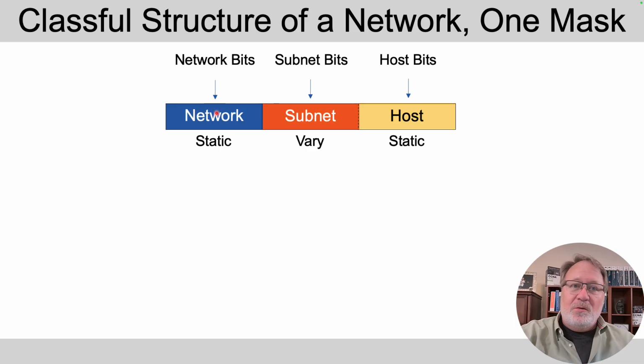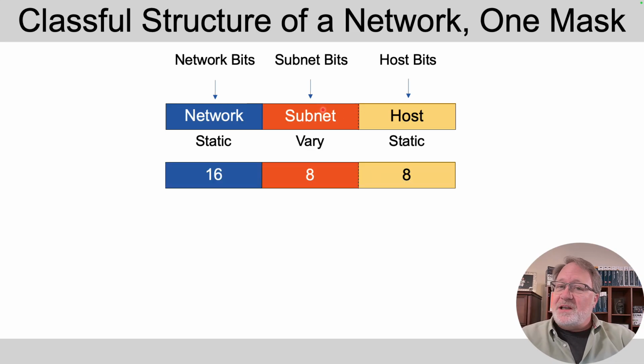The network part remains the same. That is, all the subnets of a network have the same value in the network octets. All right, that shouldn't be a surprise, but there you go. In the host part, that stays the same as well. So that's static, that's static. The part that varies from subnet to subnet is the subnet part of the address structure. Basically, you're numbering subnets with different values in the subnet part of the address structure.